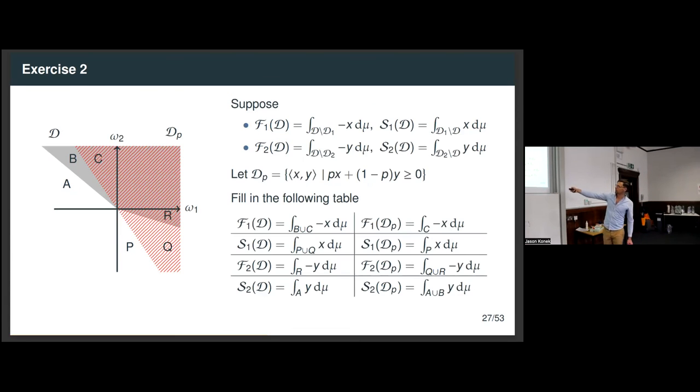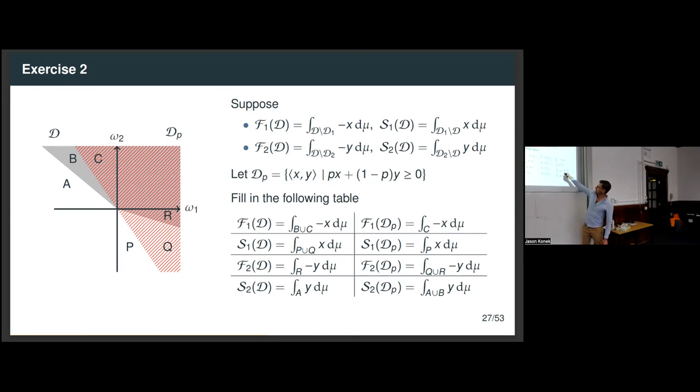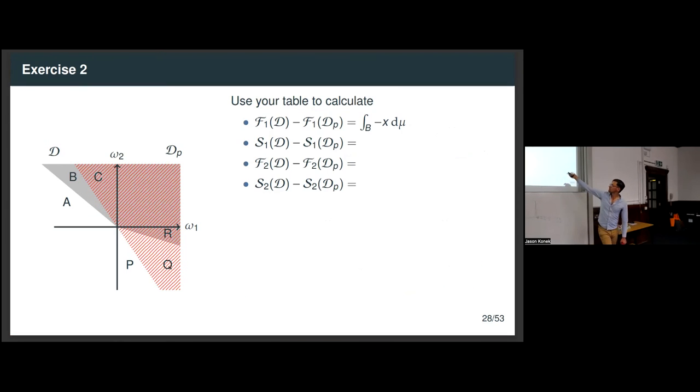Well, if we go back to the previous page, we're integrating over P union Q. We're integrating the same thing over P, so we're just subtracting the penalty to begin in that P region. We're left with Q. And the same thing is happening for world two.